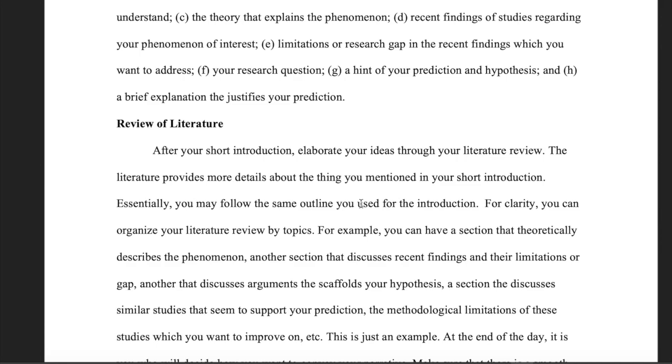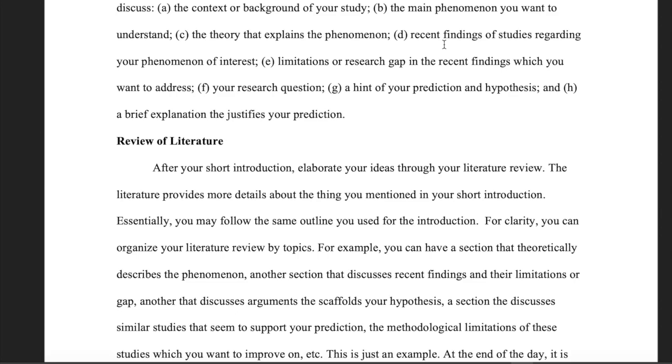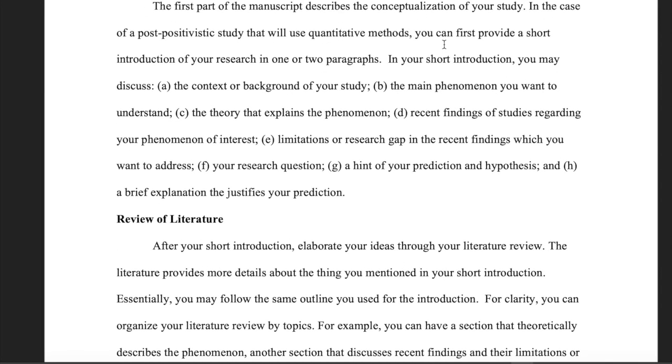And because the introduction is based on the review of literature, generally the outline of the introduction is the same as the outline of the literature review. Or I think the better way of saying it is that the outline of your literature review is practically the same as the outline of your introduction.